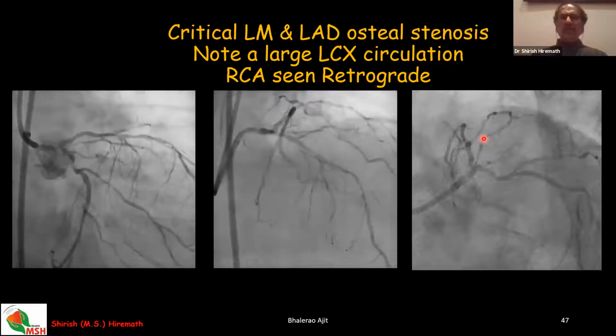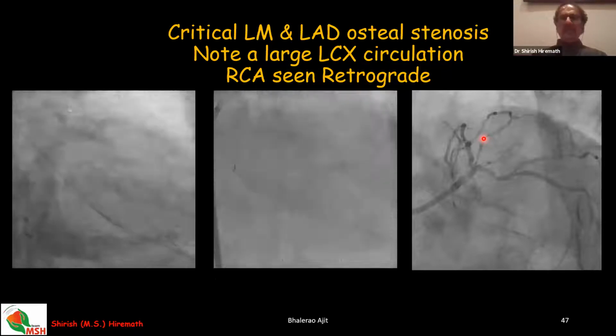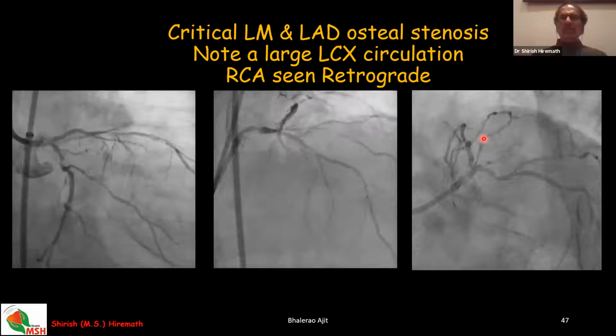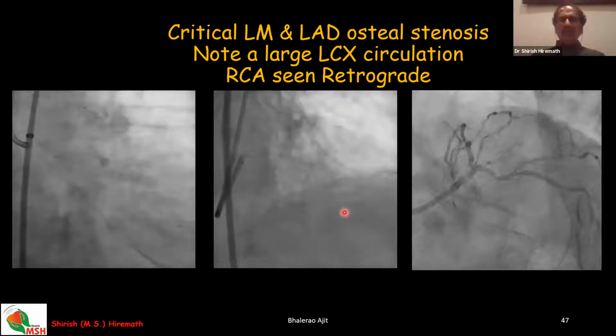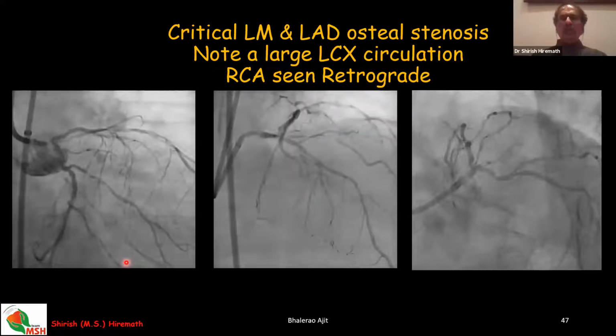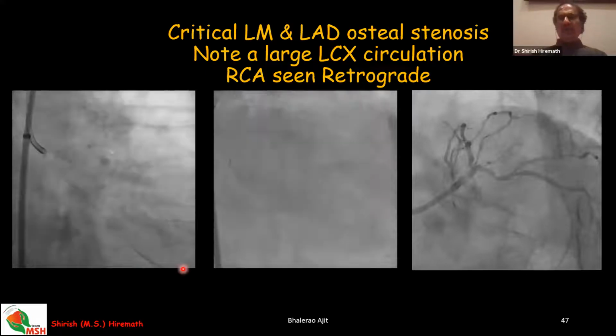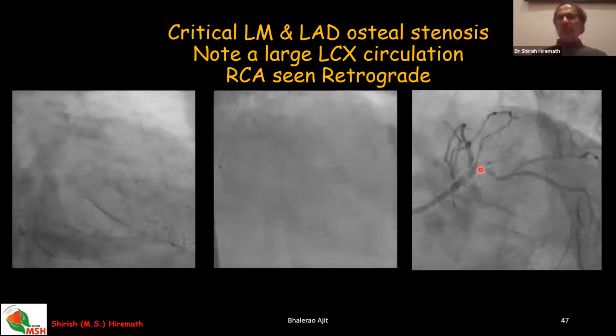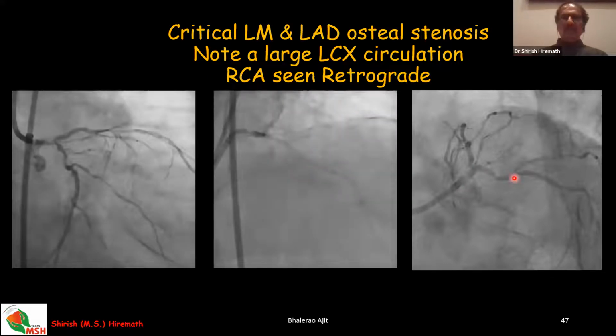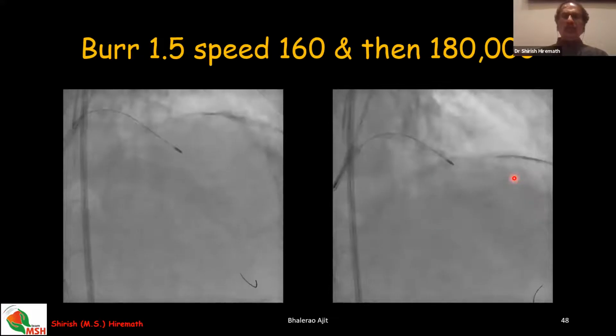So this is again a left main LAD circumflex bifurcation. Circumflex again is a large circulation, as you can see here. So you have to be very careful that you do not pinch the side branch, do not embolize into these vessels. So you do a rota.